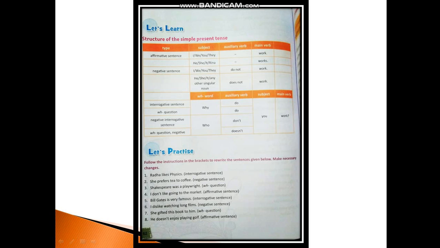Okay. Next sentence is I don't like going to the market. This we have to change into an affirmative sentence. So I like going to the market. Bill Gates is very famous. Interrogative sentence. Is Bill Gates very famous? Question mark. I dislike watching long films. Negative sentence. I don't like watching long films.